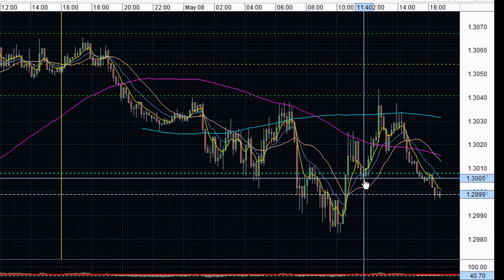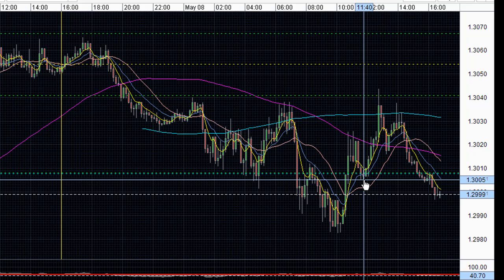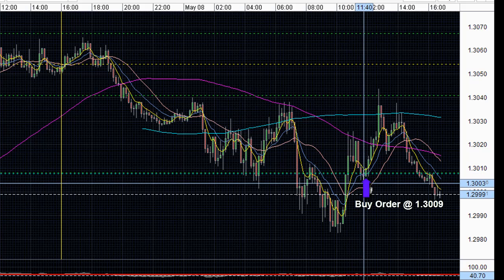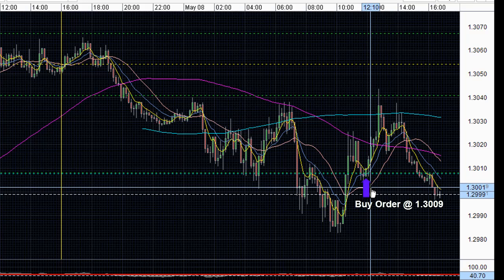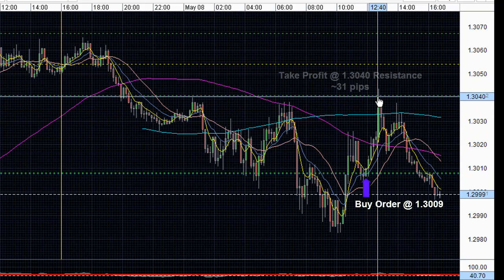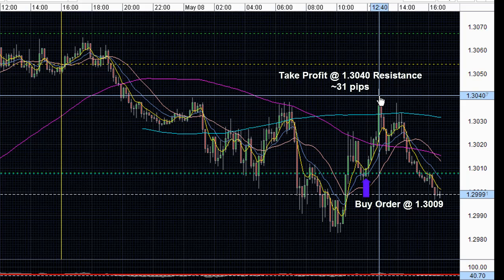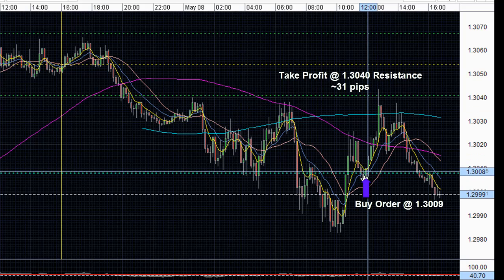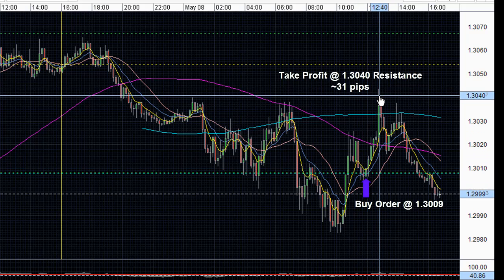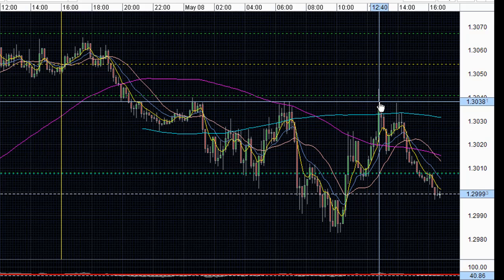Price fell down to the 30.05 level, and I would have waited for bullish confirmation to enter. I would have entered around 30.09 with my stop loss on the other side of this psychological zone, and held out on my trade and taken my profit when price reached this 38.2% Fibonacci level, or this area of resistance at 30.40, for about a 31 pip trade. So this is also one trade entry that I could have entered if I was in front of my platform at this time.